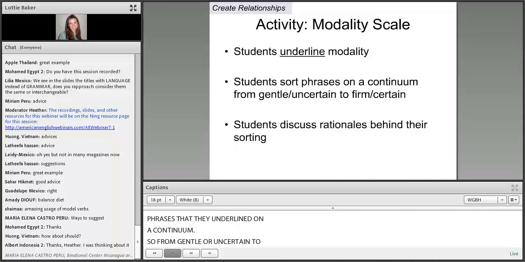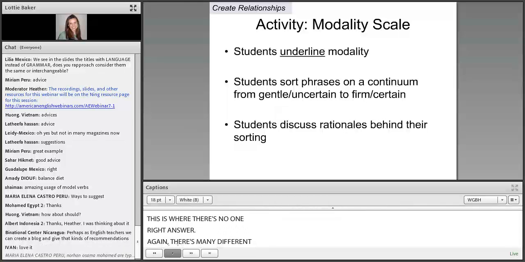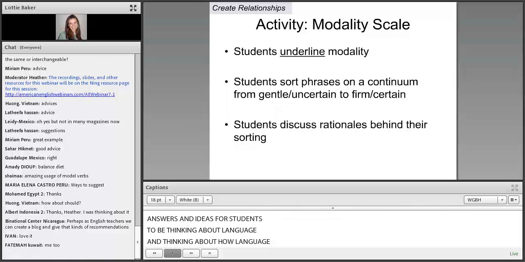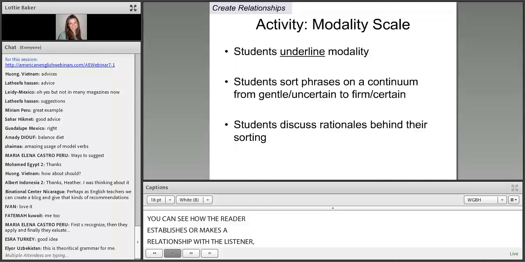And then third, students discuss their rationales behind their sorting, and they explain why they thought one term was more firm than another term. And this is where there's no one right answer. There are many different answers, but the idea is for students to be thinking about language and how language makes certain statements more firm or more gentle. This is also a way with modality that you can see how the speaker establishes a relationship with the listener by how strong the language she uses.